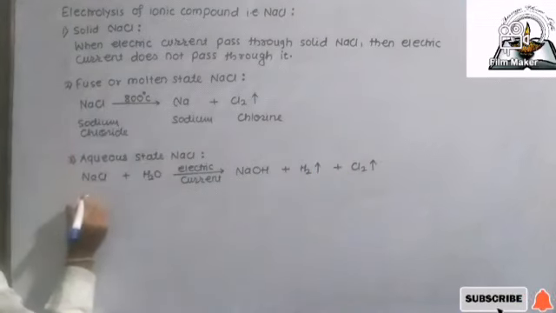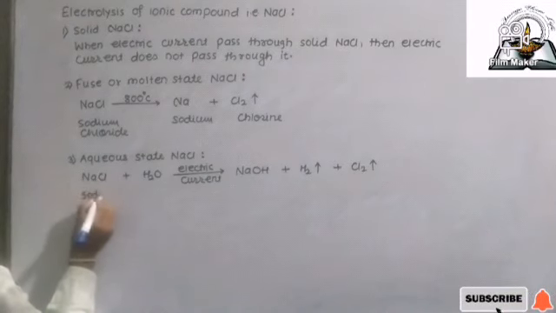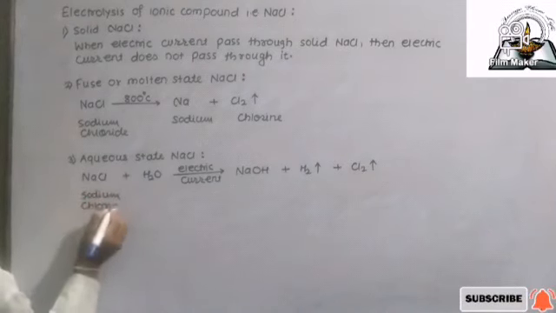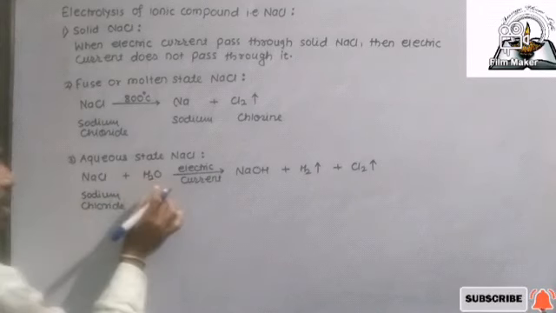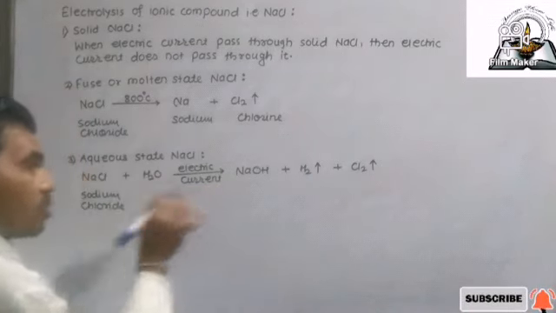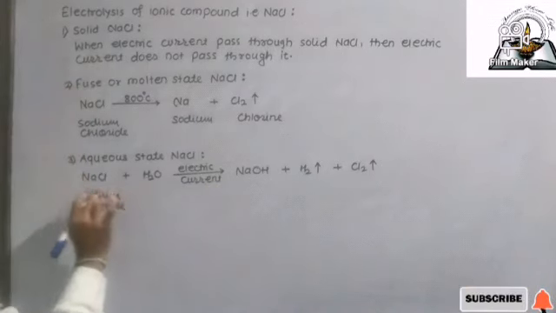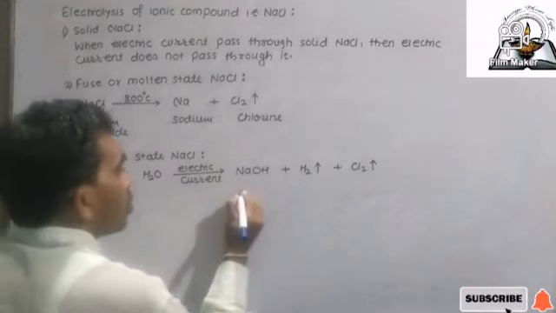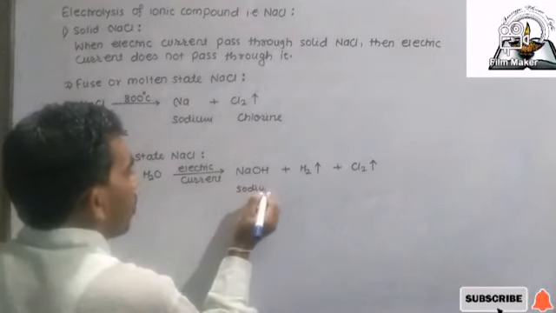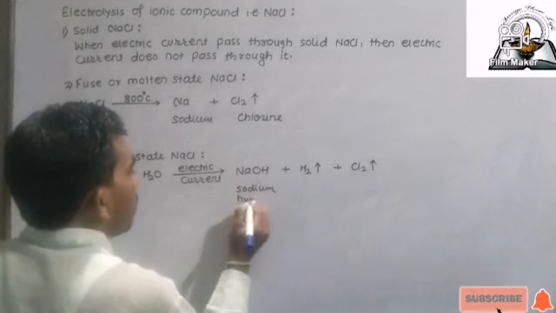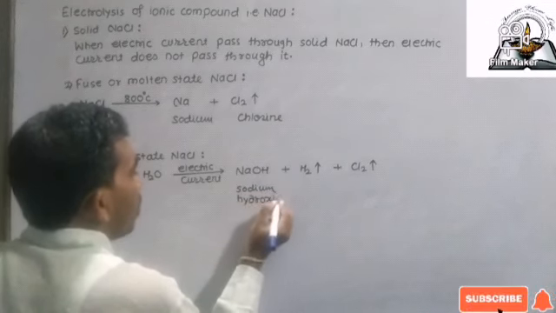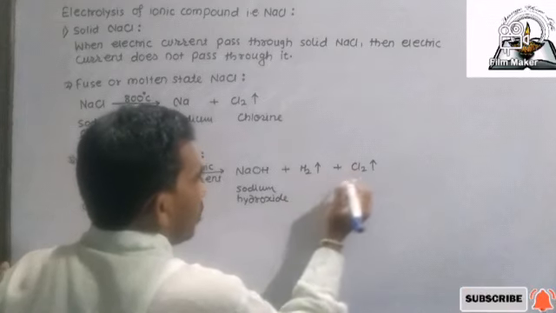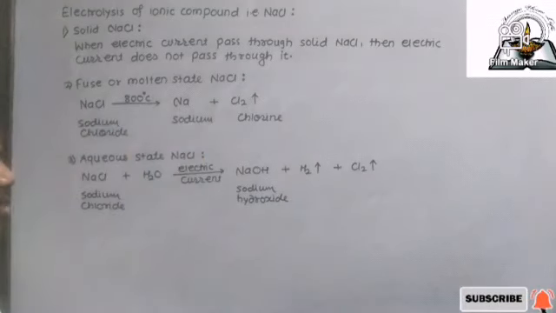So this is NaCl, that is sodium chloride, dissolved in water. When electric current passes through the aqueous solution of sodium chloride, sodium hydroxide is formed, along with hydrogen gas liberated at the cathode and chlorine gas liberated at the anode.